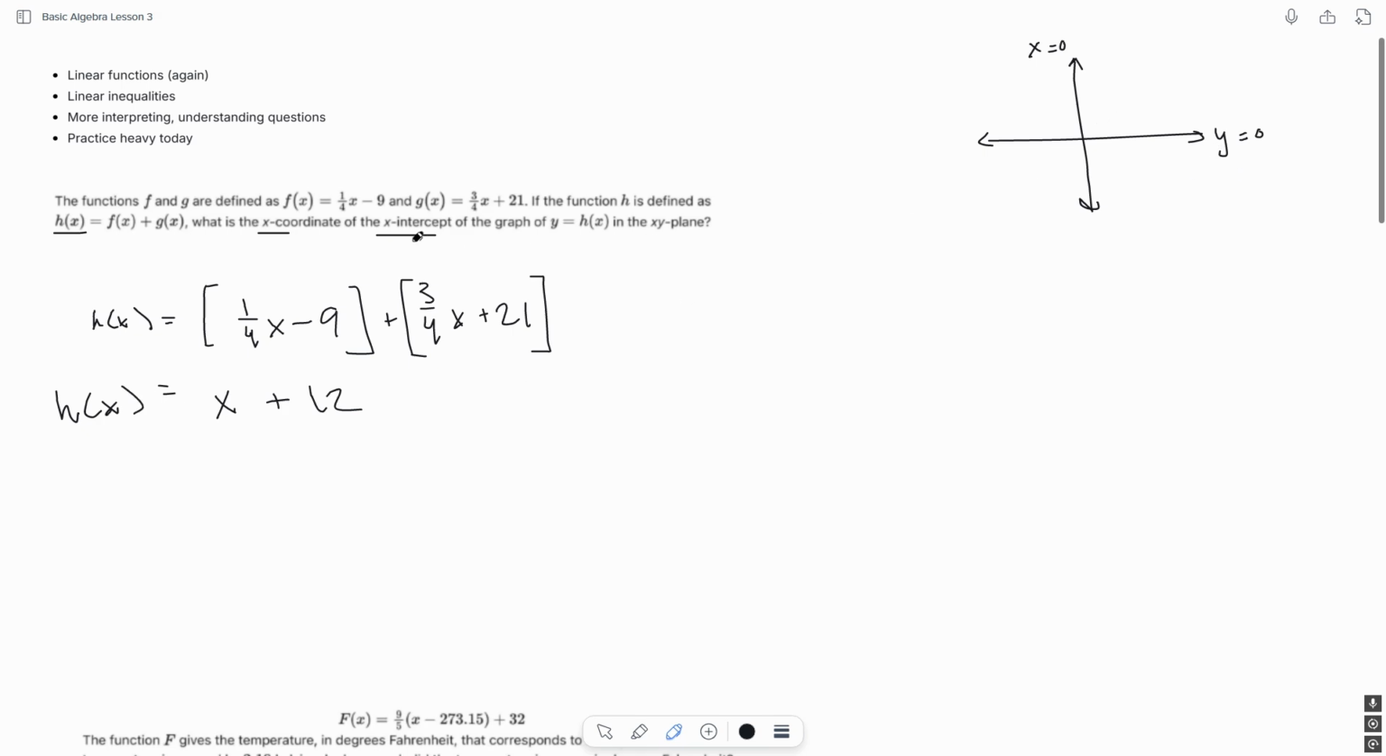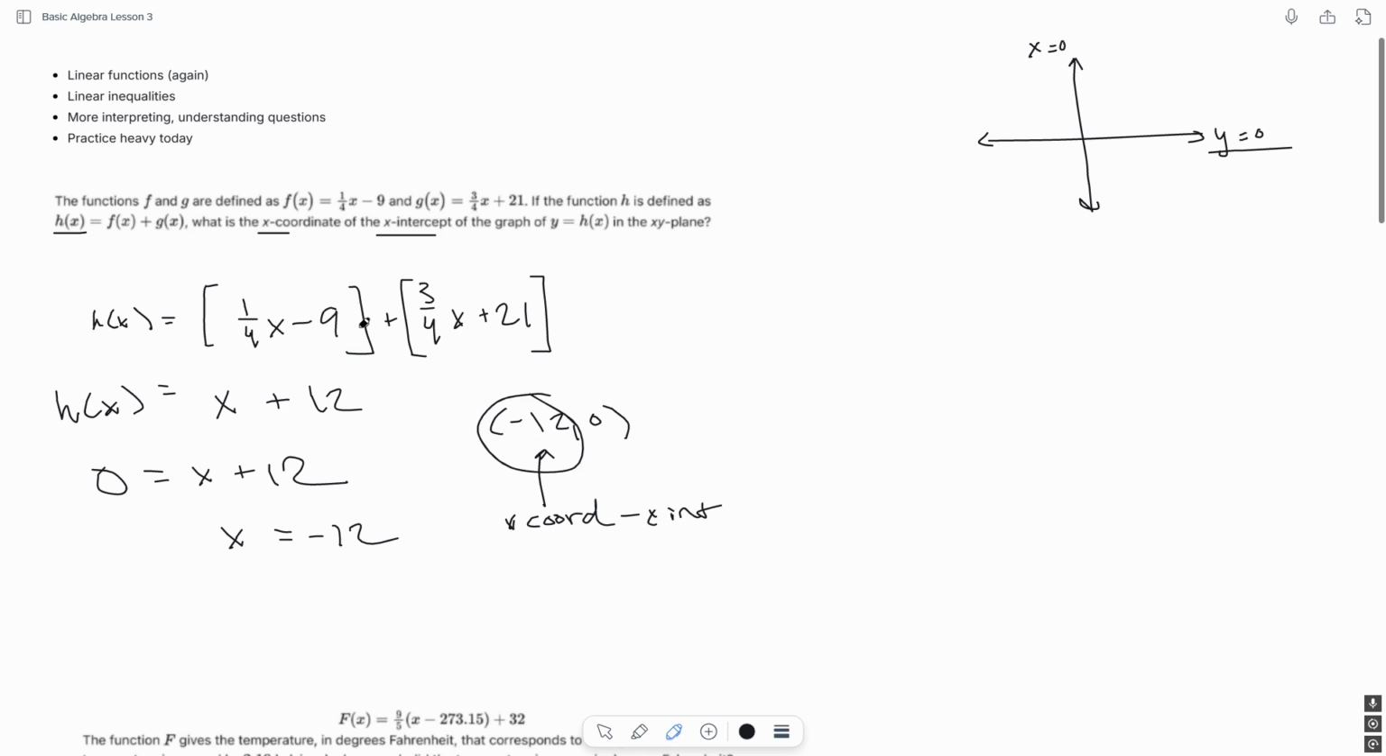But we know to find the x-intercept, we need y equals 0. And this is essentially your y, right? It's your function. So you have 0 is equal to x plus 12. So at y equals 0, x is going to equal negative 12. Which means this is your x-coordinate for your x-intercept, negative 12. So that'll be your answer for this one.